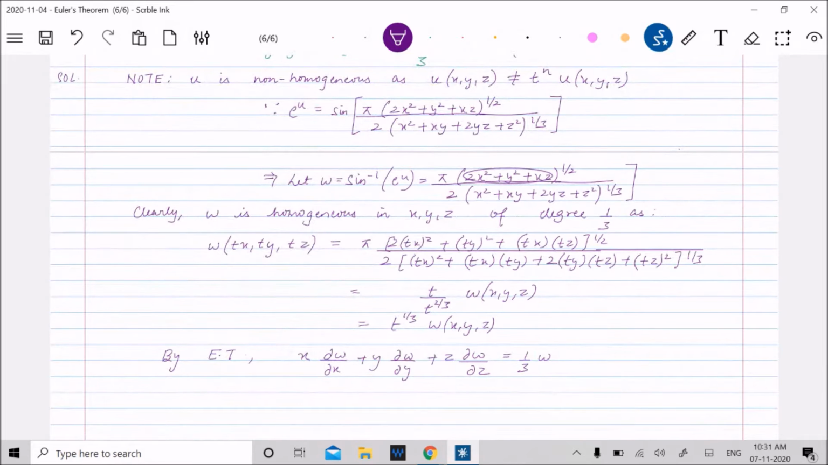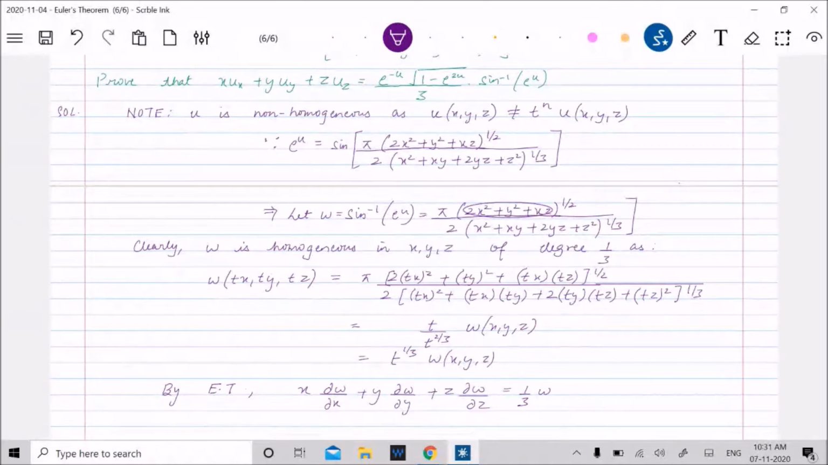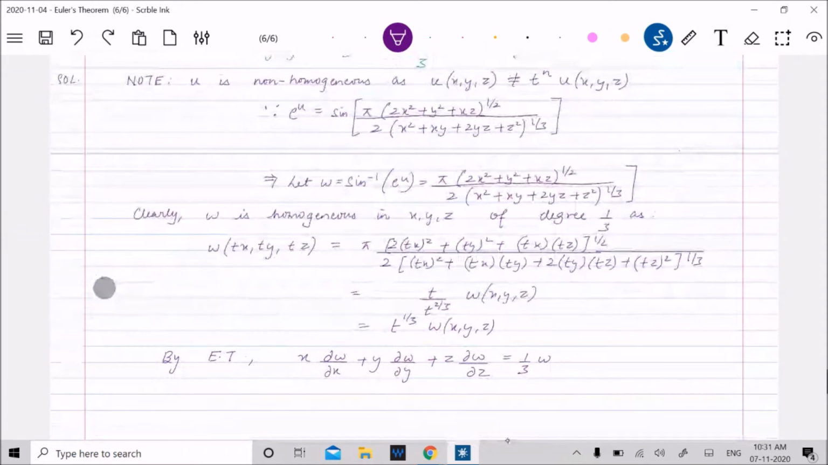Now let us put the value of w. What is the value of w in terms of u? That is sine inverse e to the power u. And please pay attention, do not put this value. I never substituted this value in terms of x, y, z anywhere in my calculation, because if you are putting this value, then you have to differentiate it, and differentiation of this will be quite difficult. Differentiation of this is relatively easy, right? So please do not substitute this value, just substitute this function of u, right?